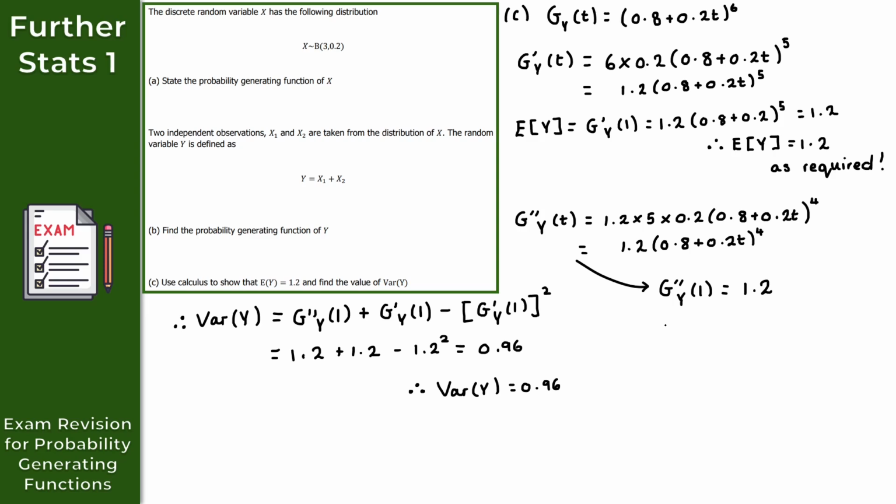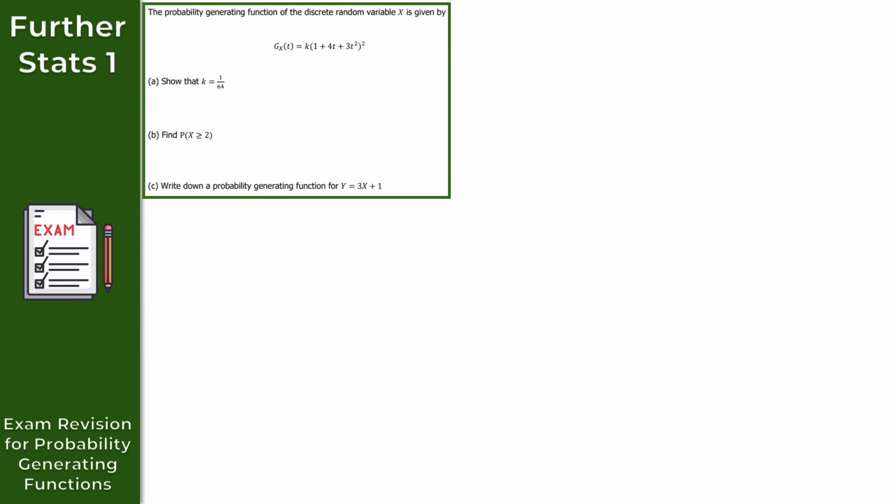Okay, and there we have it. So that gives us the solution to question 2. And finally then, if we take a look at the very last question here, question 3, where we have the probability generating function of the discrete random variable x, which is given as follows. We can see the PGF here for x. So for the first part of this question, part A, it asks us to show that k is equal to 1 over 64.